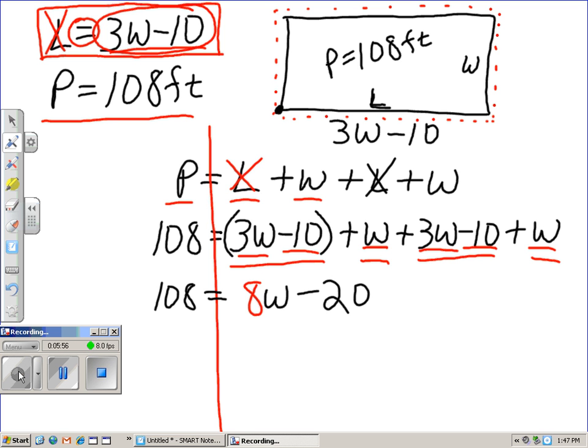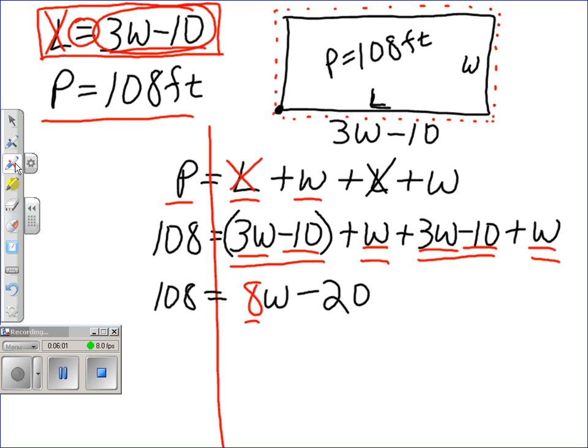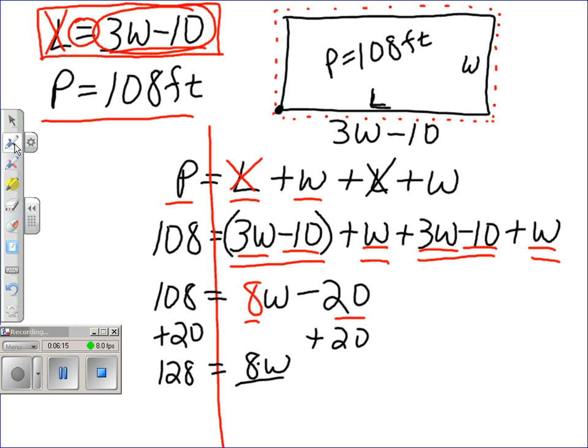The rest of it is just algebra. Now remember, we are just back to solving here. We got to get rid of an 8 and get rid of a 20. Good rule of thumb, get rid of the one that's furthest from the w. So I get rid of the 20, and I have 128 equals 8w. And finally, that times 8, excuse me, I just divide by 8. And I get 16 equals w.